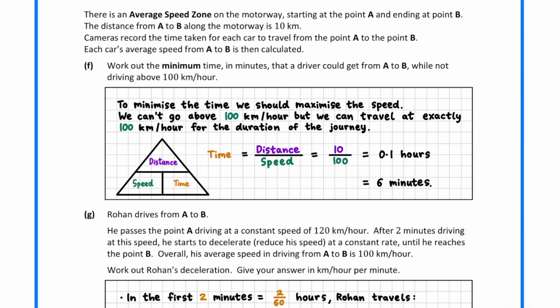In part F, we need to find the minimum time required to travel a 10-kilometre distance from A to B without ever exceeding 100 kilometres per hour. To minimise the time, we should travel at exactly 100 kilometres per hour for the entire journey. The time can be found by taking the distance, 10 kilometres, and then dividing by the speed, 100 kilometres per hour. This comes out to be 0.1 hours, which is equal to 6 minutes.